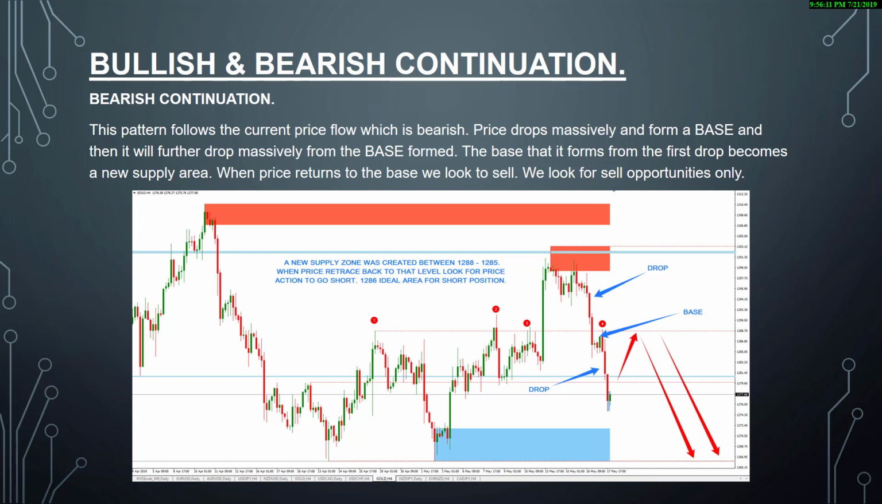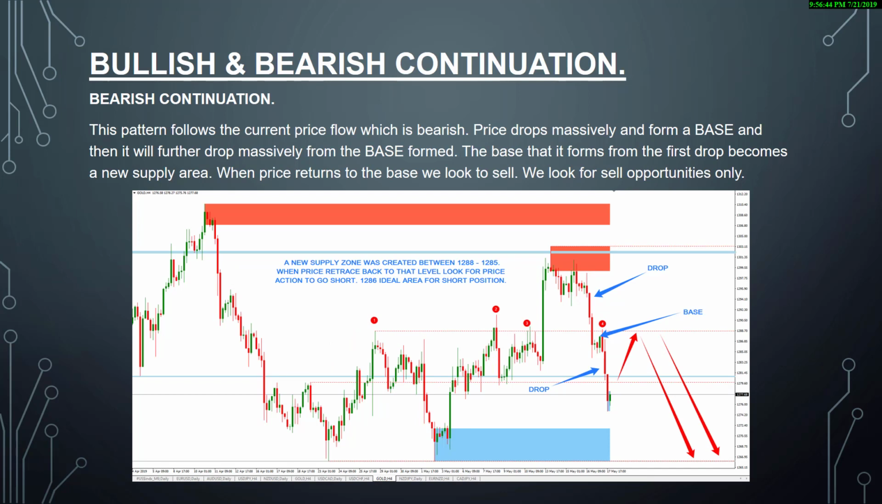Price came back when it was falling again, drop, created a base. So basically we are repeating this same process that happened here, here, and here. So when price comes back here, then you look to sell the asset. You look for bearish evidence in the market. That's how simple it is.